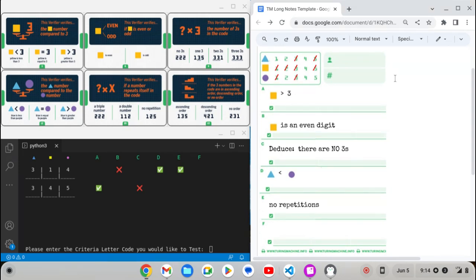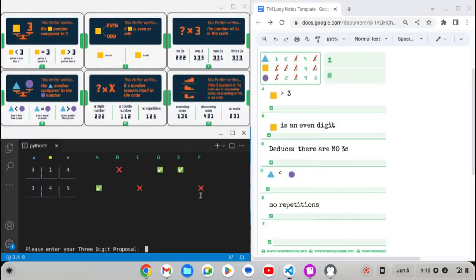Okay, so there are no 3's, and we do have a 4. Okay, so, wow, I'm still, okay. Well, there's really only one thing that we can test, and that's criteria card F. All right, let's go ahead.